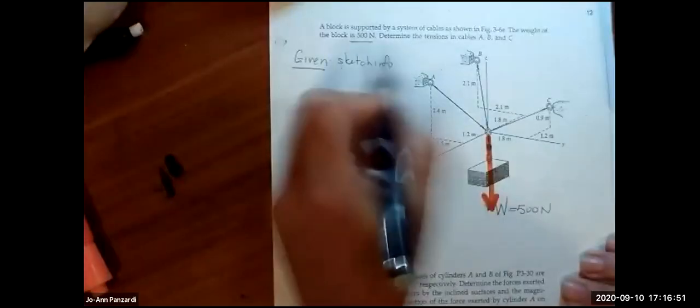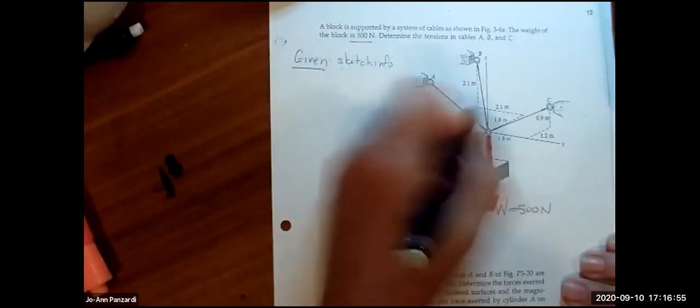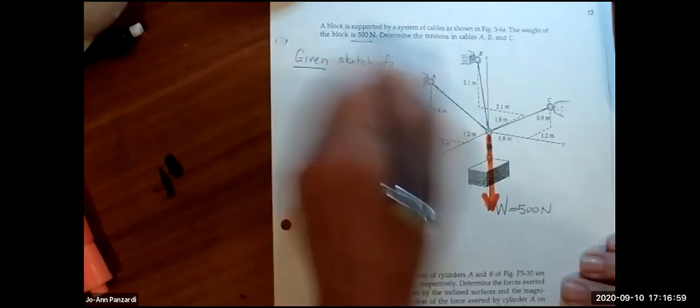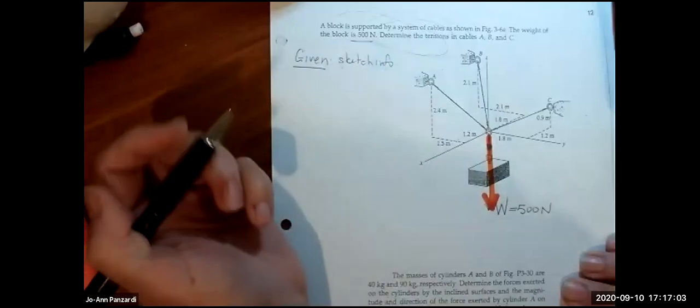They also give us the lengths for pretty much the X and Y components for the cables. Remember, when I wrote "given," I wrote "sketch info," so I don't have to write anything from this sketch over here, because I'm going to keep looking at the sketch. Is there anything given in the words that we didn't see in the picture? Nothing else. The weight. Right? I wound up writing it in here, but it was not given.